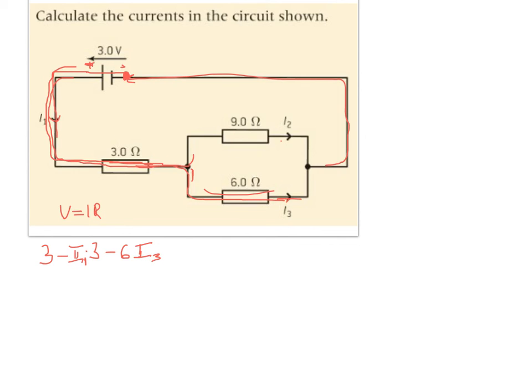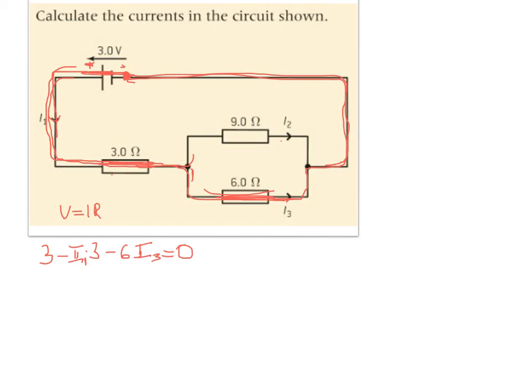I join back up, and I go back to the battery, right back to where I started from. I didn't pass through anything else. So I gained 3 up here, I lost 3I1, and I lost 6I3. All of that, when I put it together, needs to equal 0. That's my first equation. So that's one.